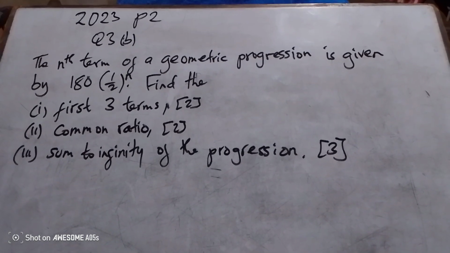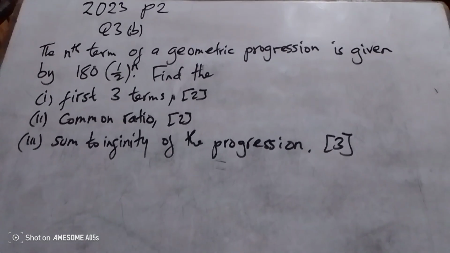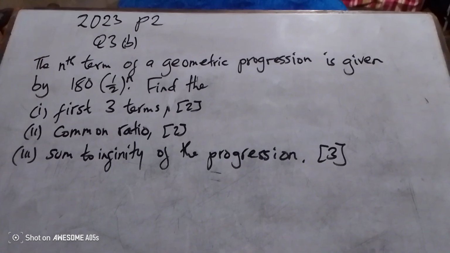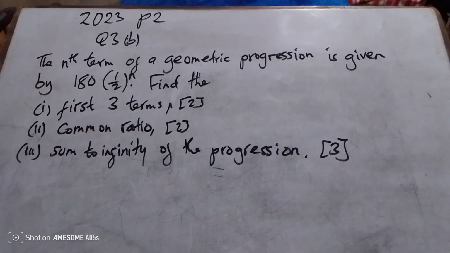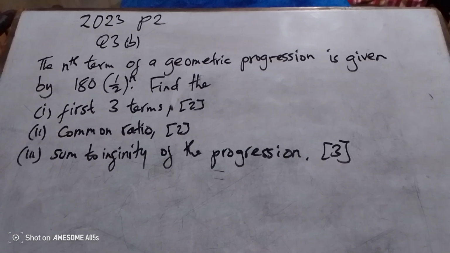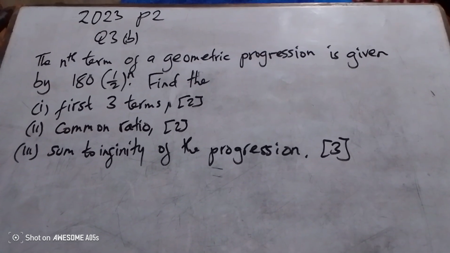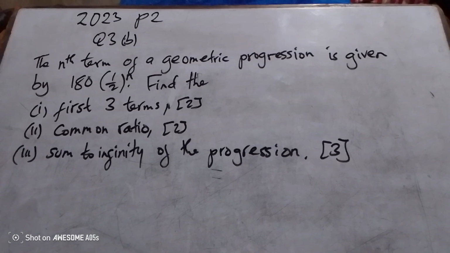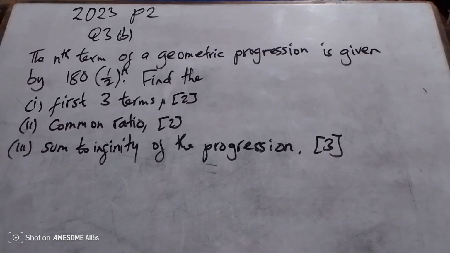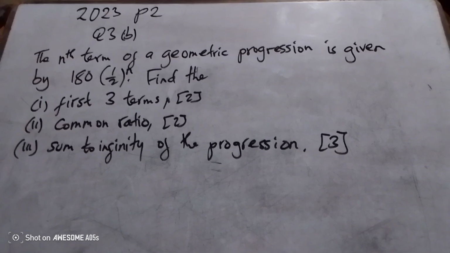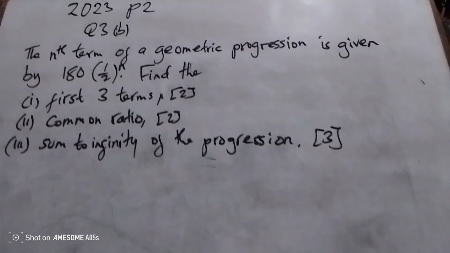If we can observe, we have been given the nth term. We know there is a formula to find a term, which is Tn equals A times R to the power n minus 1. That formula exists and it is true. But in this case, we have been given a formula to use in order to find a term of our choice. So this is the formula which we are going to use. Let's go ahead and use this formula to answer the questions that follow.